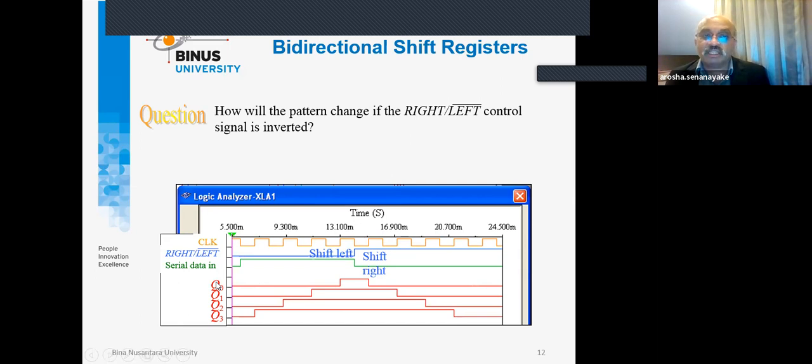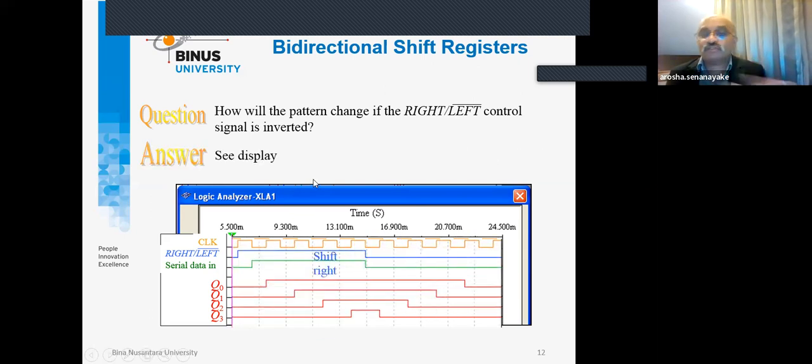So in this case, we have Q0, Q1, Q2, Q3, and later on we have others. This part is low, shifting left, and the other part is shifting right. So you can observe that one time it is shifted left, when left is in 0, and the other time it is shifted right.